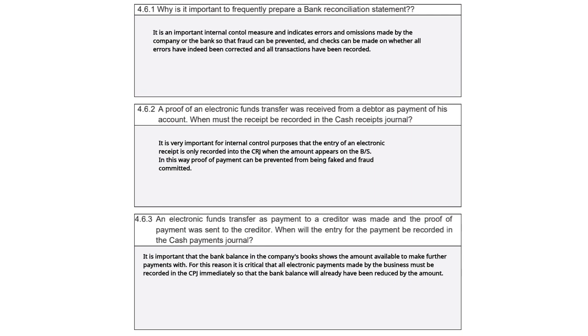4.6.3. An electronic fund transfer as payment to a creditor was made, and the proof of payment was sent to the creditor. When will the entry for the payment be recorded in the cash payments journal? It is important that the bank balance in the company's books shows the amount available to make further payments with. For this reason, it is critical that all electronic payments made by the business must be recorded in the CPJ immediately so that the bank balance will already have been reduced by the amount.